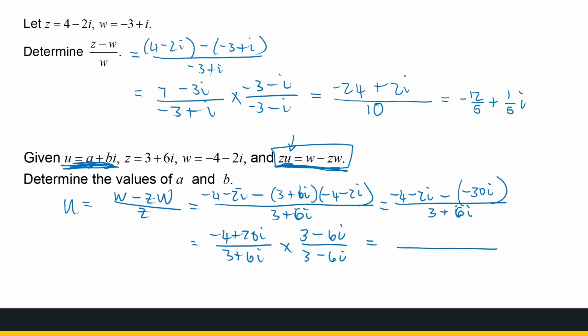And in my denominator, I'll have 9 plus 36, which is 45. My numerator, the numbers are getting a bit big. 12 plus 28 times 6, that's 156. My calculations are correct. And then I've got 28 times 3 plus 24, I've got 108i. Right, and that you can simplify and rewrite as 52 over 15 plus 12 over 5i.